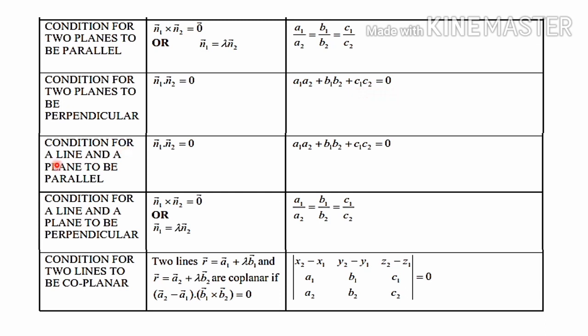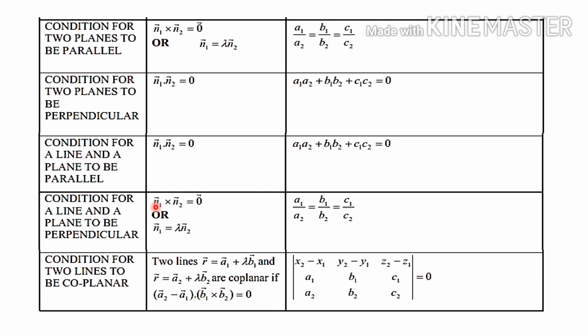Next, the condition for a line and a plane to be parallel. Vector n1 dot vector n2 is equal to 0, and a1 a2 plus b1 b2 plus c1 c2 is equal to 0. This is for Cartesian form. And here these two conditions are the same. The condition for two planes to be perpendicular and the condition for a line and a plane to be parallel are both the same condition.